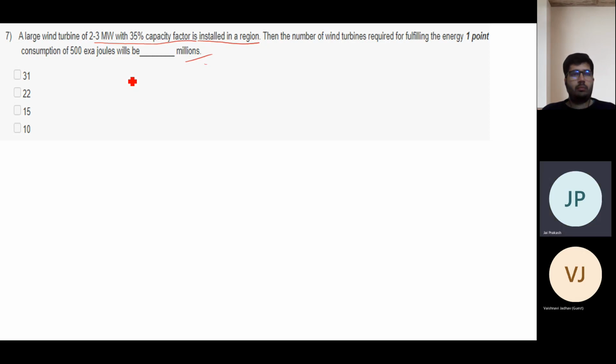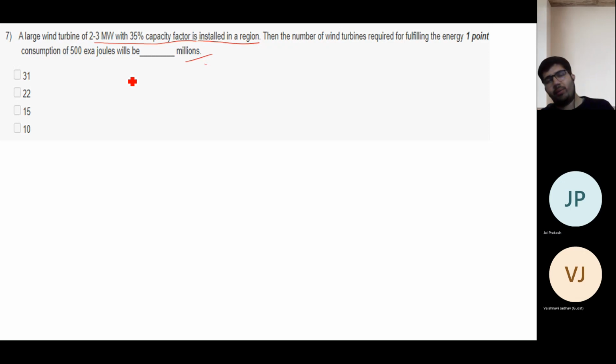I have not calculated, but I'm making a guess. In your example, you have calculated 31 million with 2 megawatt, almost 2.3 like that. When megawatt is more, then it will come down a little bit. It will come to 22 million. So it should be 31 and 22. This is my guess, not calculation. Just try to calculate, basic simple, just multiplication and division. Because the capacity changed actually. In that example, the capacity was 25% only. So here you can see 35% capacity.